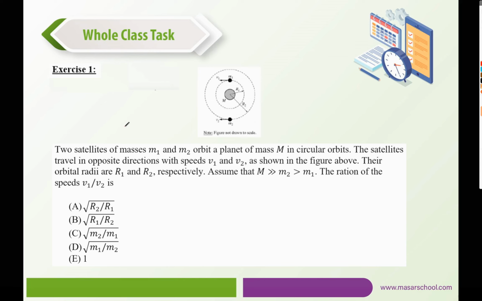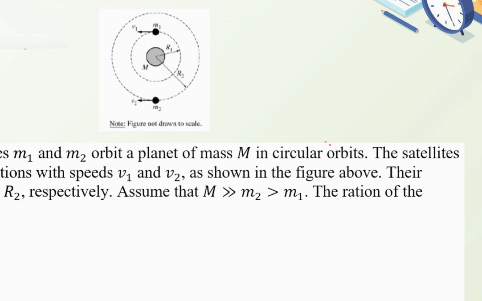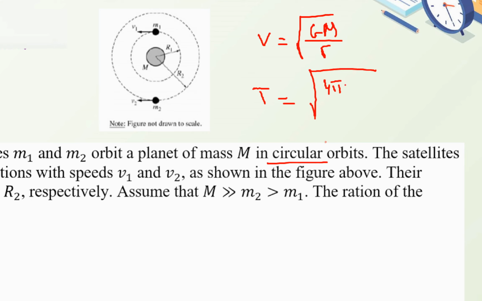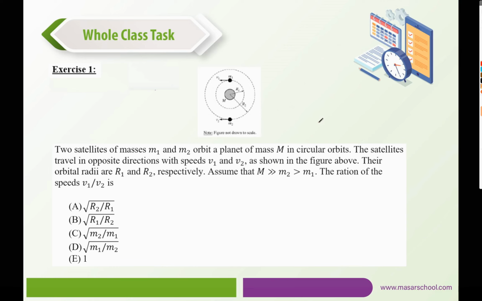Exercise 1. Two satellites of masses m1 and m2 orbit a planet of mass M in circular orbits. The moment they mention circular orbits, it means that we can use the relations given by v is the square root of G times the central mass over r, and the period is given by the square root of 4 pi squared r cubed divided by G times the central mass. Remember that this is an MCQ. We're allowed to use these directly because the solution steps are not important, unlike a free response.